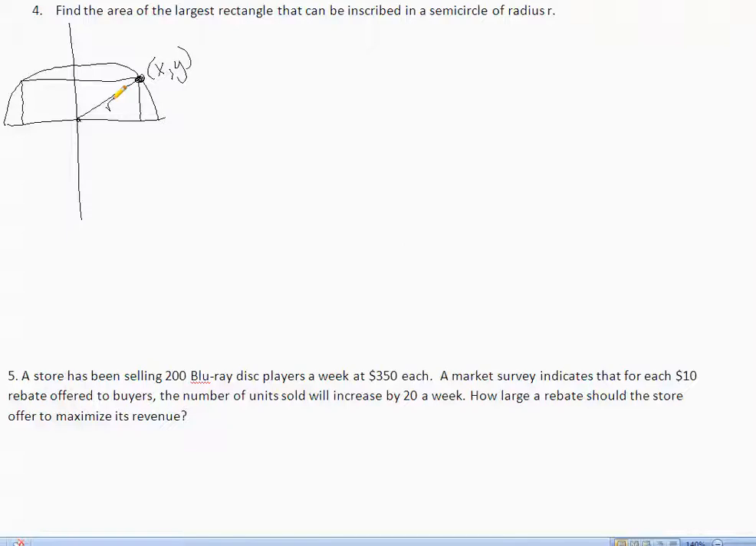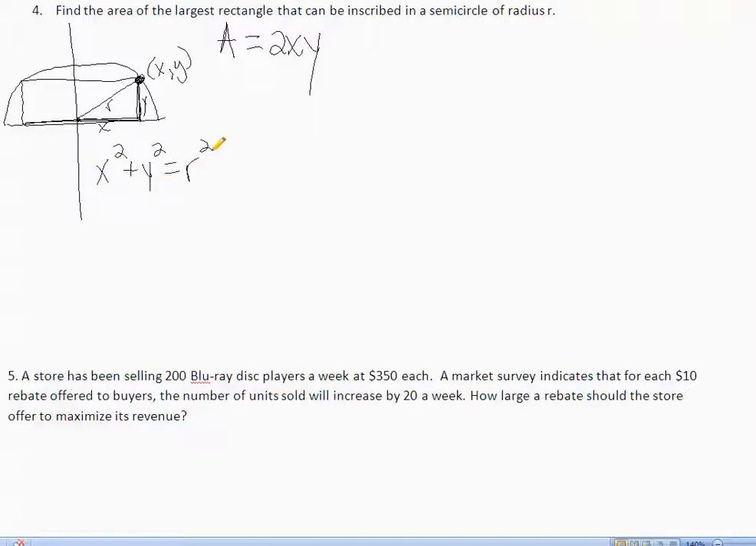Okay. So find the area of the largest rectangle. So area of the largest rectangle is what? So if this is xy, this would be x, this would be y. The area of that would be 2x times y. So the equation that I'm trying to what? Maximize is 2xy based on how I drew it. The other equation I have is I can just use Pythagorean Theorem. I know that x squared plus y squared equals r squared.